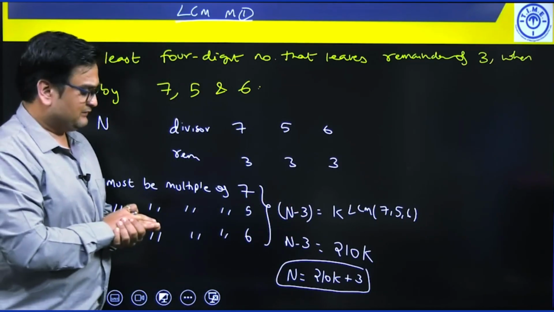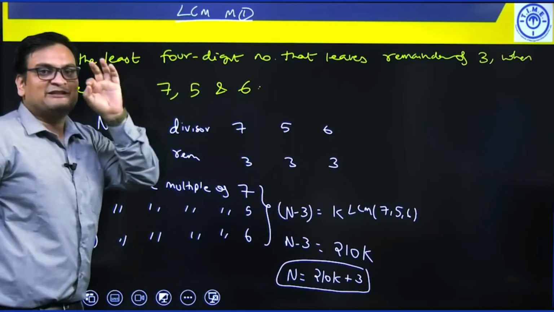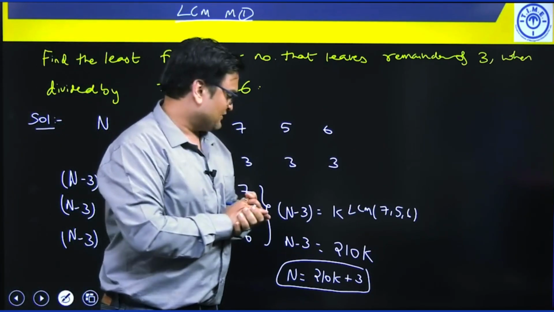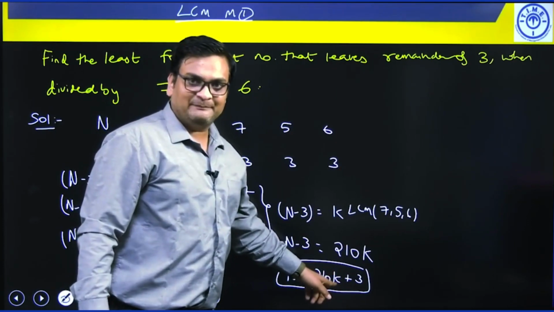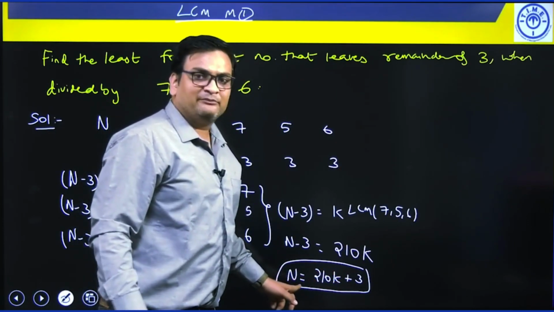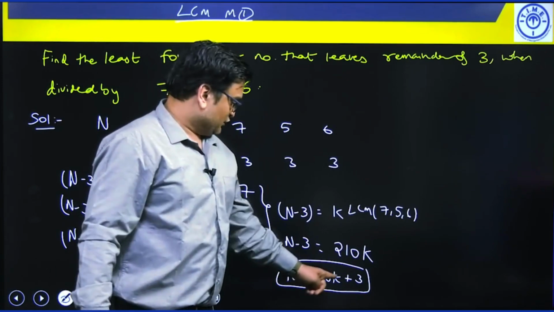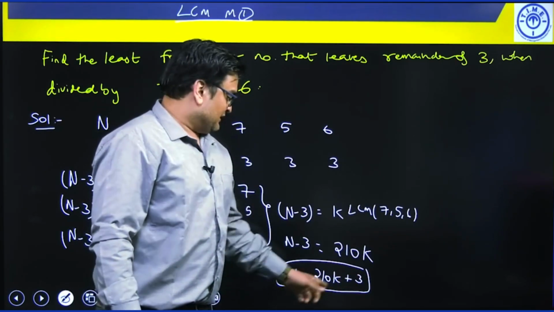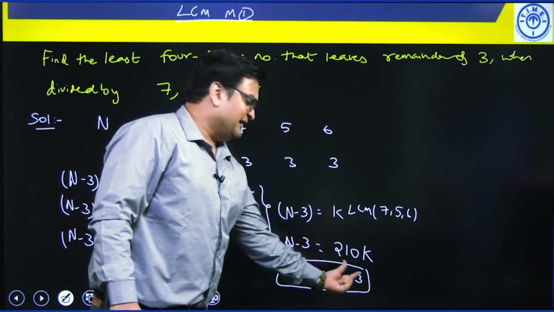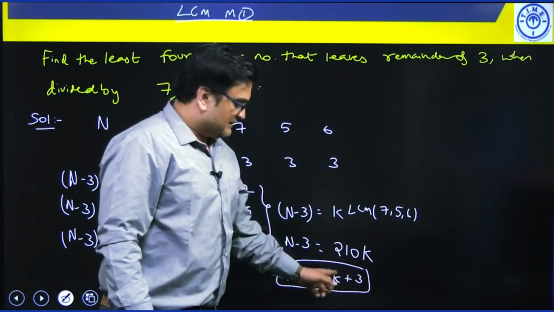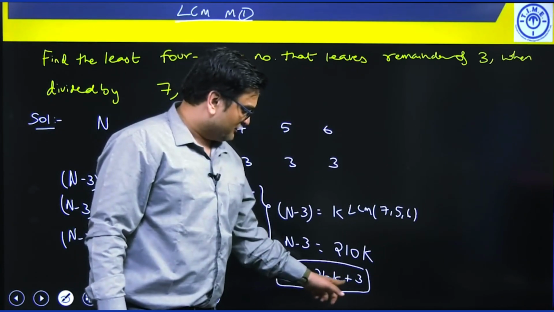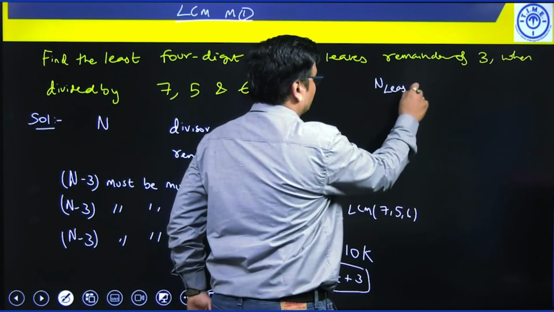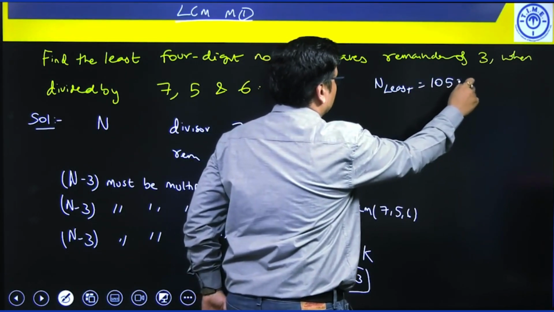Now, next point. I want the number to be the smallest 4-digit number. So, let's try some mental calculations. For what value of k will this number n become a 4-digit number? Let's check. If I put k as 2, it's 420 plus 3, 423. No, it's not. k as 4, 840 plus 3, 843. No. k as 5, yes, it will be 1050 plus 3. So, can I say the least value of n, the 4-digit number, is going to be 1053.